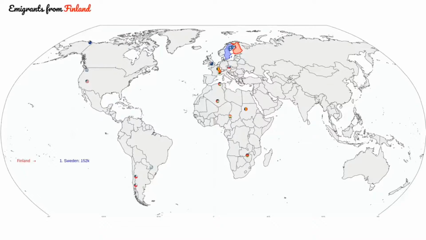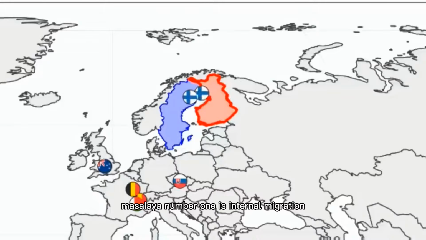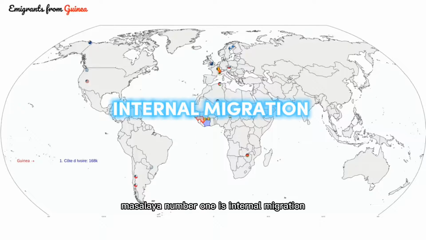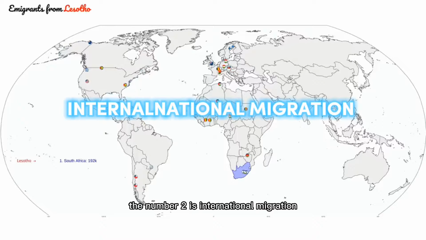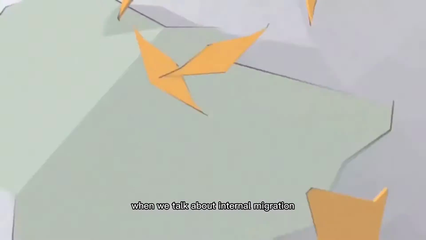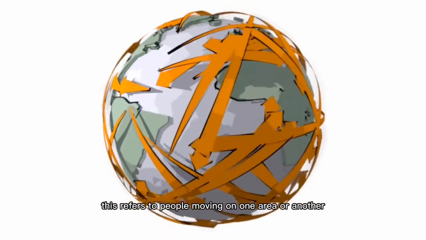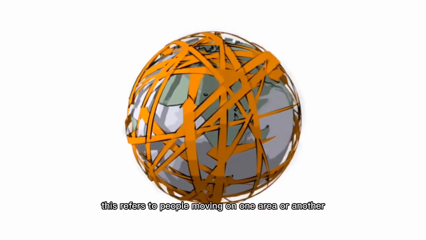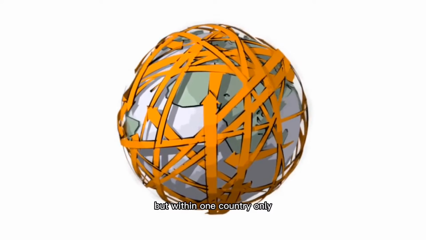So what is migration? Migration has two types. Number one is internal migration. Then number two is international migration. When we talk about internal migration, this refers to people moving from one area to another, but within one country only.